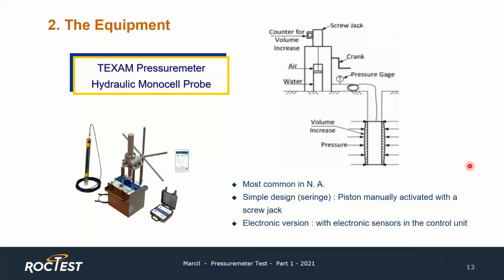First, let's start with the TEXSAN model, which uses a hydraulic monocell probe. This equipment is pretty simple. It works a little bit like a syringe. So the control box contains a cylinder filled with water in which there's a piston that can be activated using a screw jack. The operator simply cranks a handle in one direction or the other for pushing or pulling water from the probe.